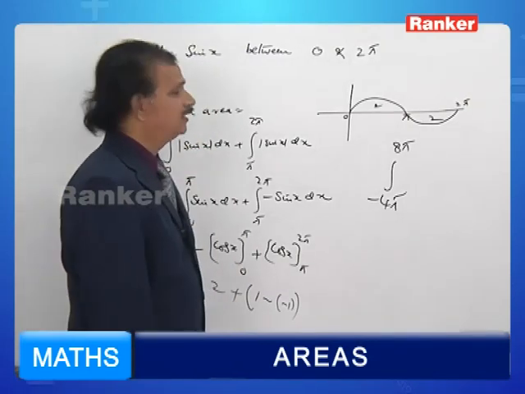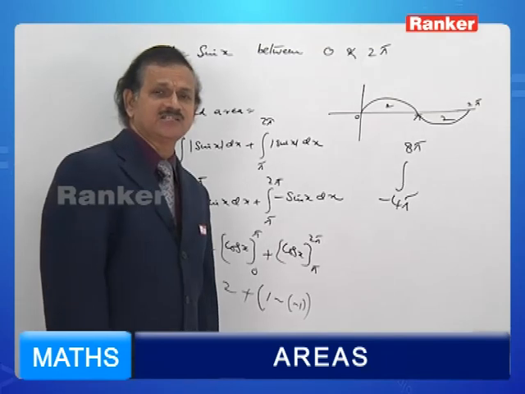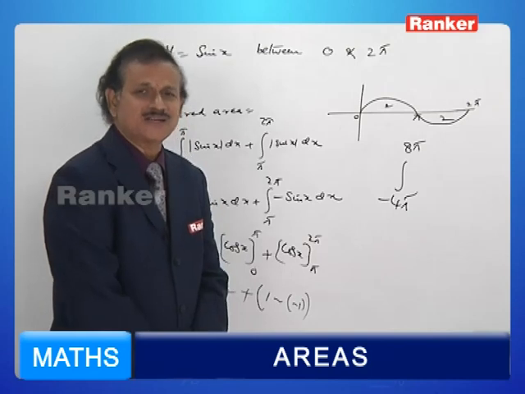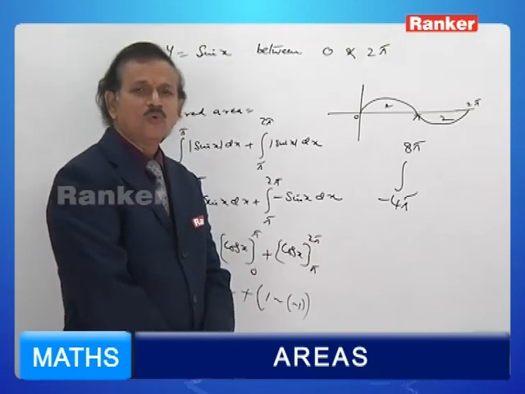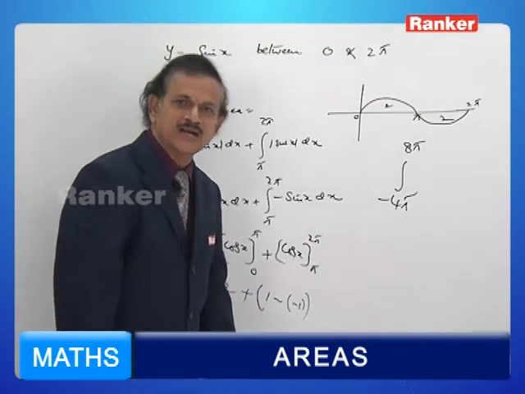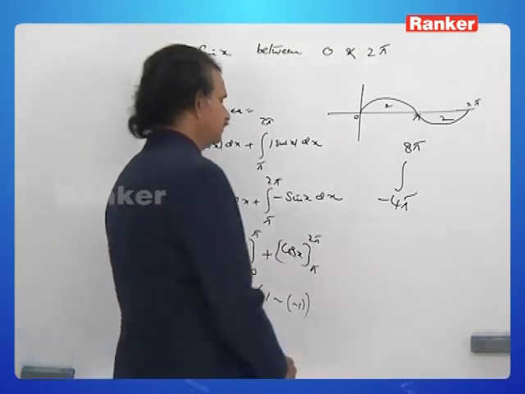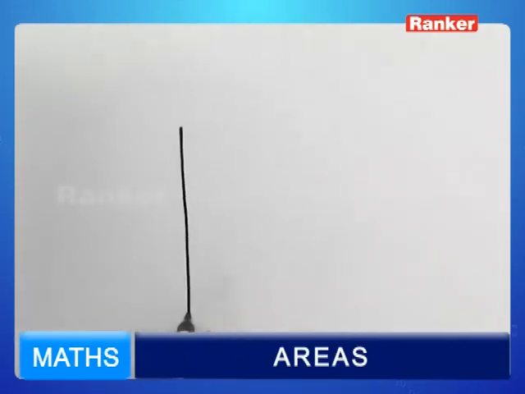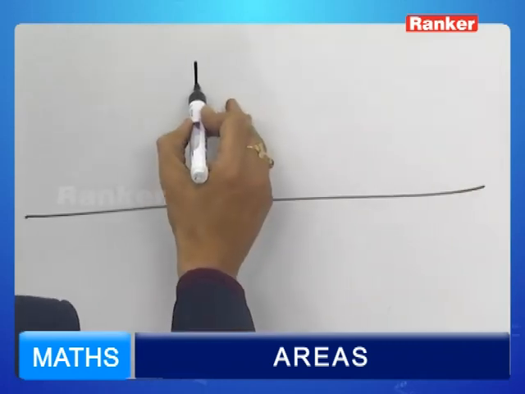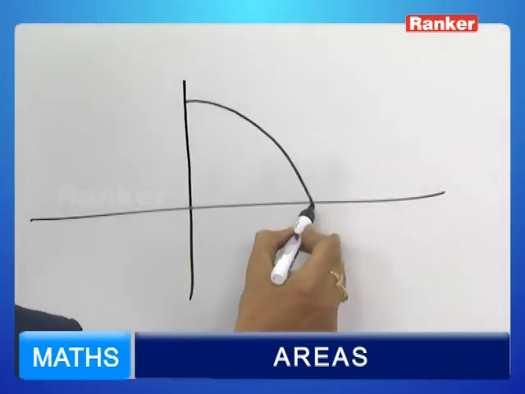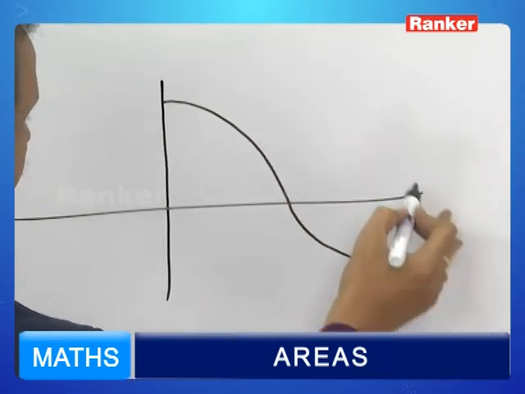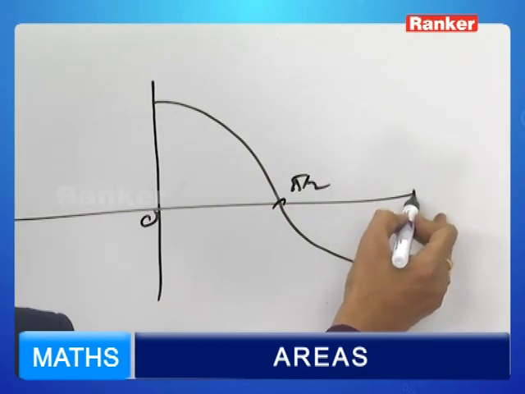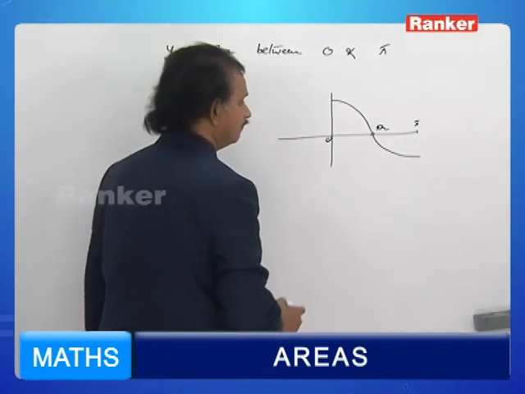Okay, well my dear, does this happen for the case of y is equal to sin x only? Or does it stand true for y is equal to cos x also? Let us now discuss that. What happens for y is equal to cos x? For y is equal to cos x, 0 to pi by 2, pi by 2 to pi. This is the area.